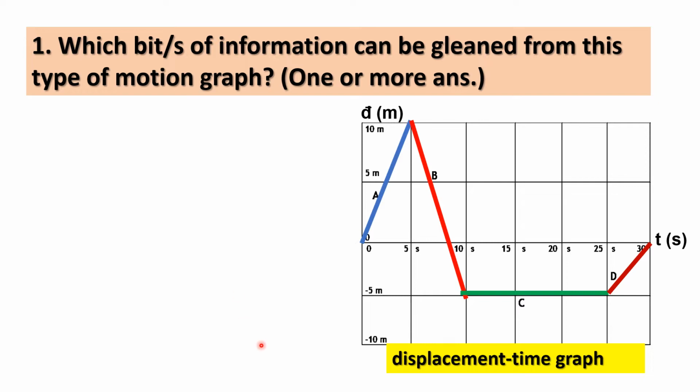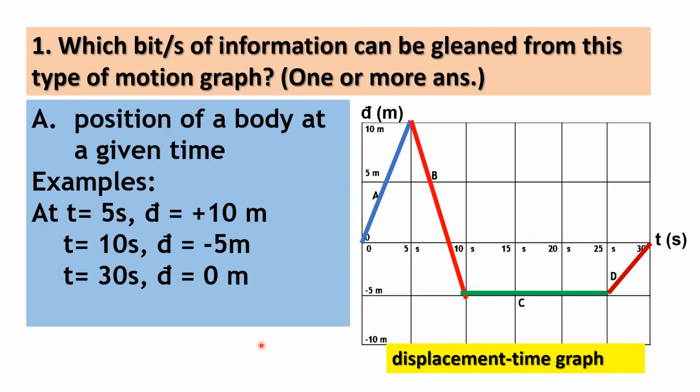All right, so we are going to explain now why determining the position of the body at any given time is possible by just looking at the displacement time graph. Okay, so we have here examples. Supposing that we want to determine the position of the body at a specific time, say for example, a time of 5 seconds. All right? So here is 5 seconds. Exactly at that time, 5 seconds, what do you think is the position of the body?